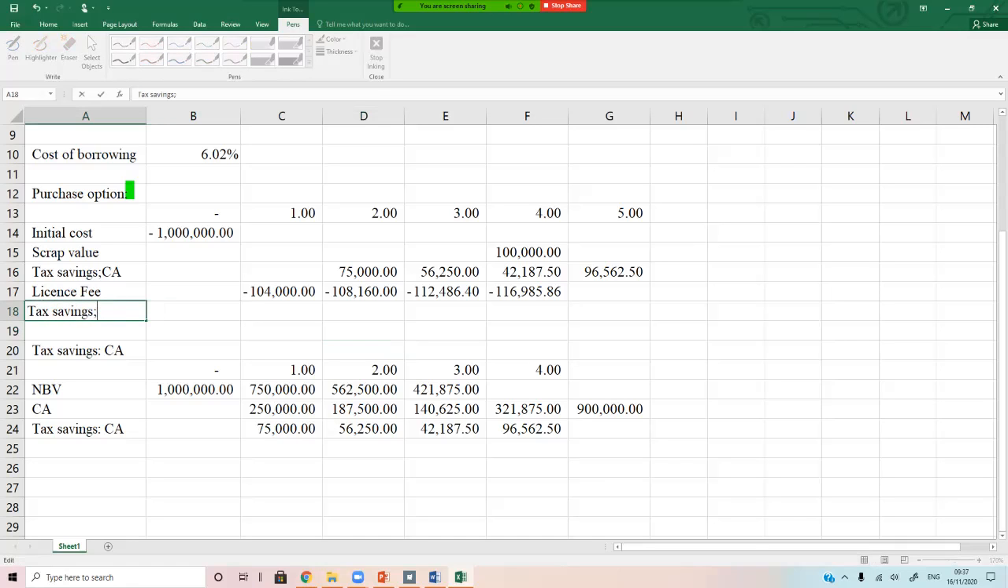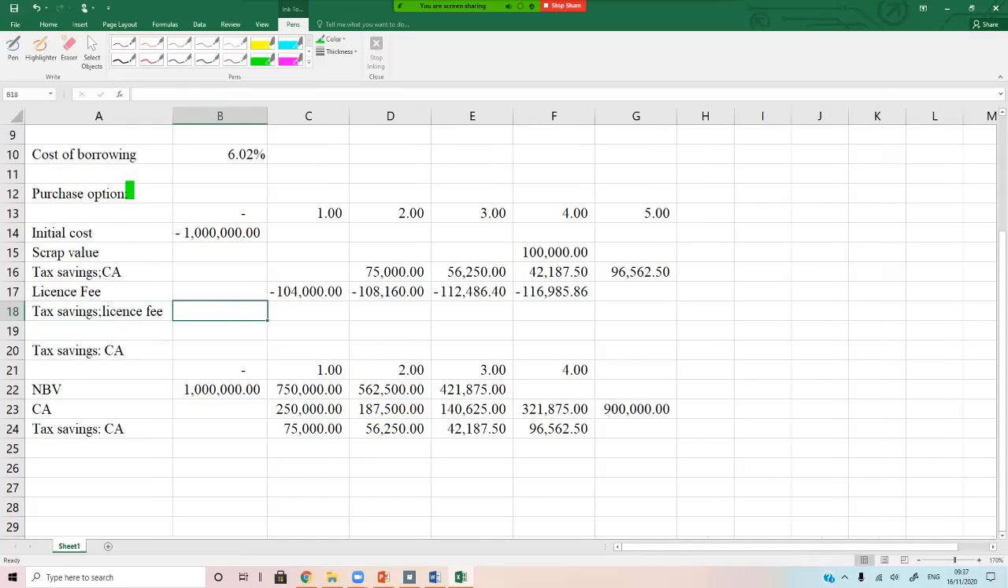Because it's a normal operating expense, it is within the cost of your operations. There will be tax savings because of the fee you're paying. It's a normal business expense to you as a company. Therefore there will be a tax deduction because of the license fee you pay, which is 30% of how much you pay.